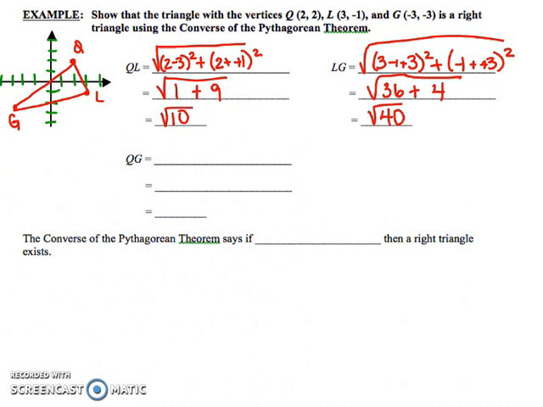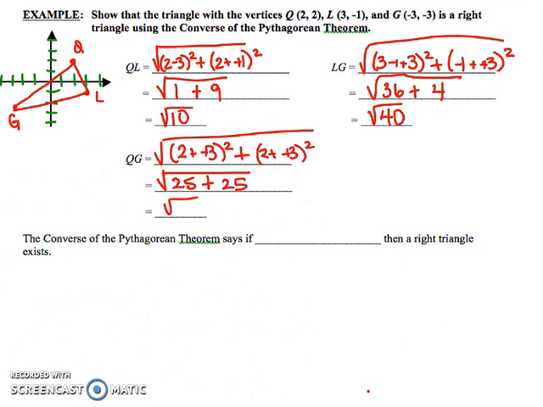Finally, we have to find the length of side QG. So this is going to be the square root of (2 minus negative 3) squared plus (2 minus negative 3) squared. 2 plus 3 is 5. 5 squared is 25. So we've got 25 plus 25, which gives us the square root of 50.